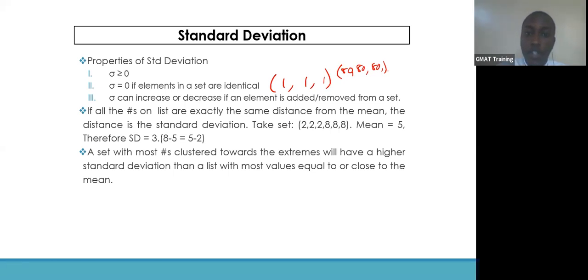If the elements of the set are not identical, then the standard deviation will be positive. All right. And the third property of the standard deviation is it can increase or decrease if an element is added or removed from a set. We'll see this in the next slide. And please note these three properties of the standard deviation.